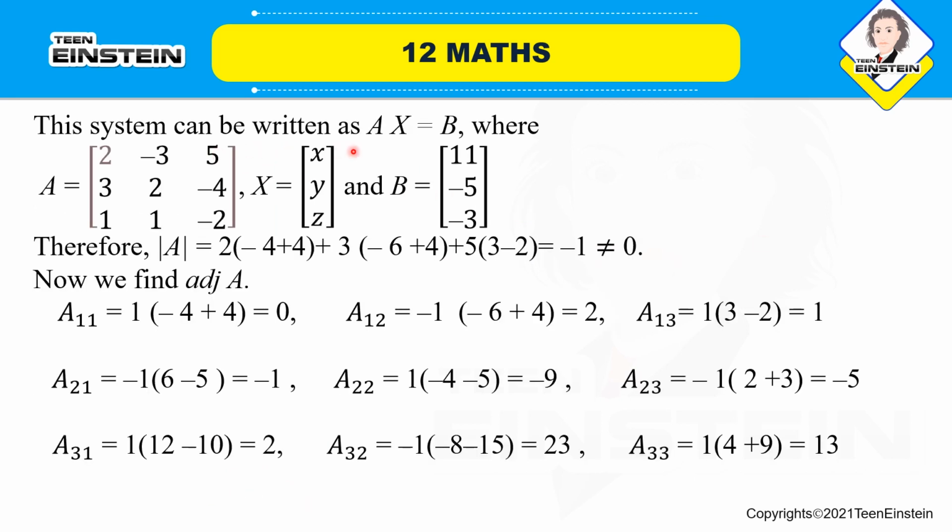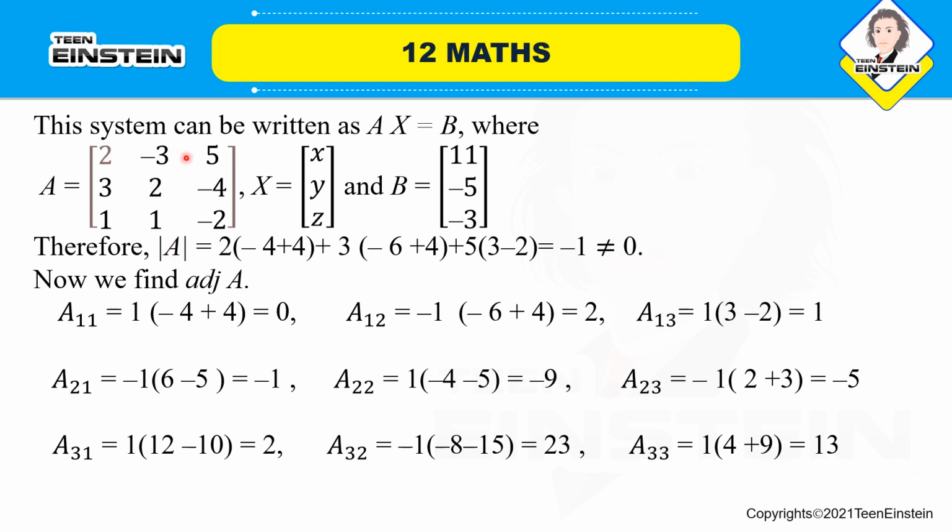So the above system of equations can be written in matrix form as AX = B, where A is the coefficient matrix. This is given. X is the column matrix X, Y, Z, and B is the column matrix of the right hand side values 11, minus 5, minus 3. Therefore, find determinant A.